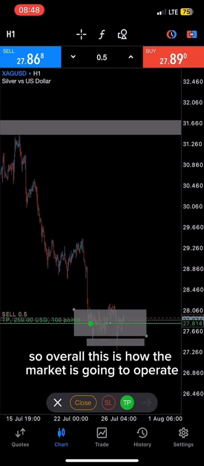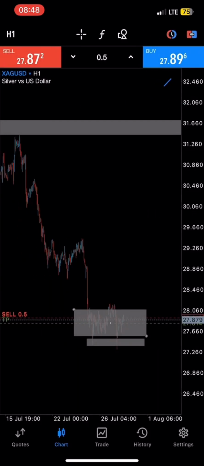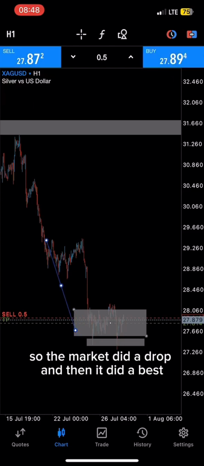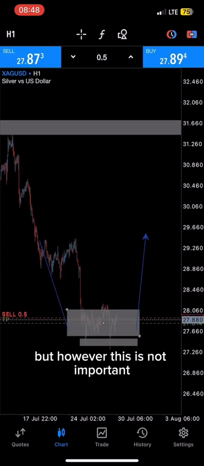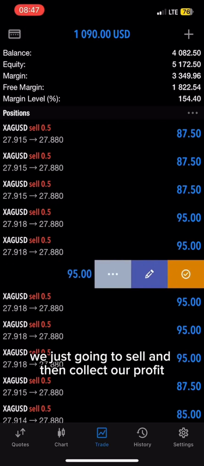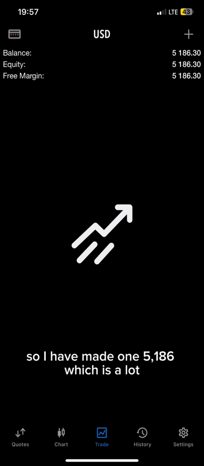So overall, this is how the market is going to operate. It is more like a base. So the market did a drop and then it did a base and then it might do a rally. But however, this is not important. We're just going to sell and then collect our profit and then leave the market. So I'm just going to close. I have made 5,186, which is a lot.